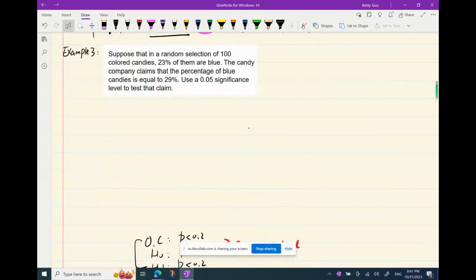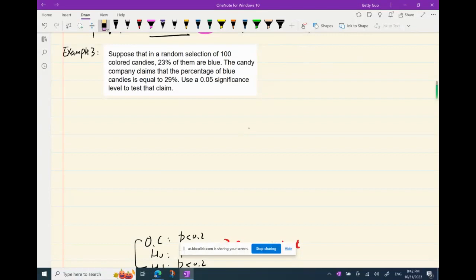Suppose that in a random selection of 100 colored candies, 23% of them are blue. As you can see, the number of successes, 23, is bigger than 5, and the number of failures, 77, is also bigger than 5, right? So the normal approximation requirement is met. It's a simple random sample with 100 trials. All three requirements are met.